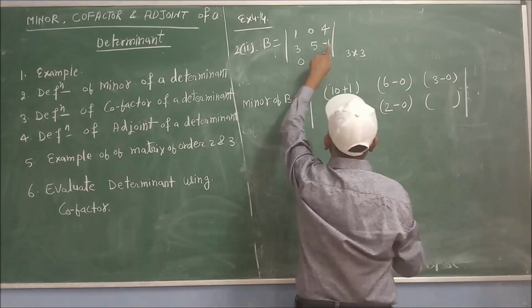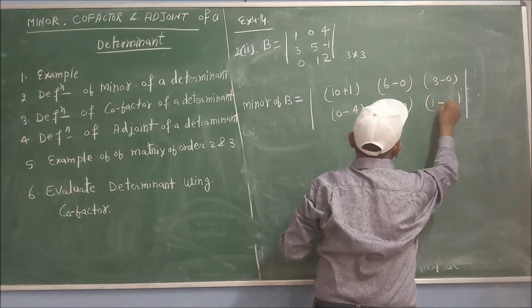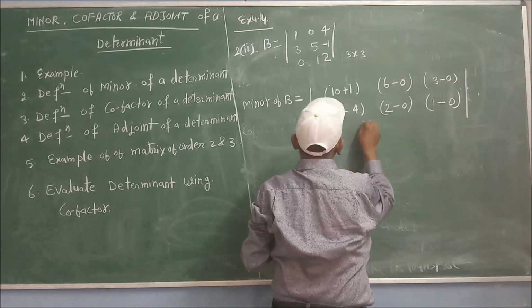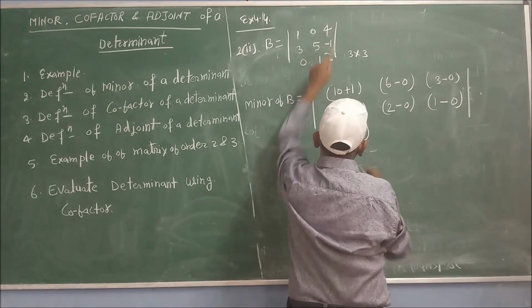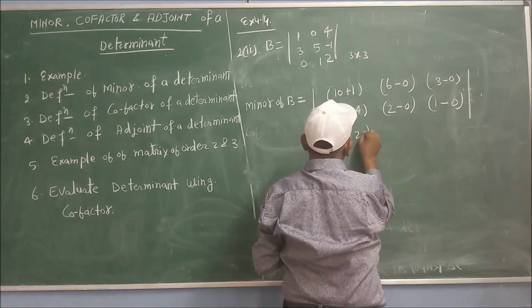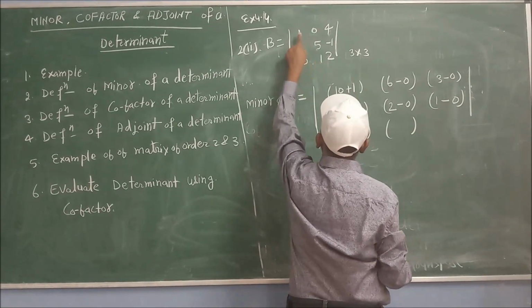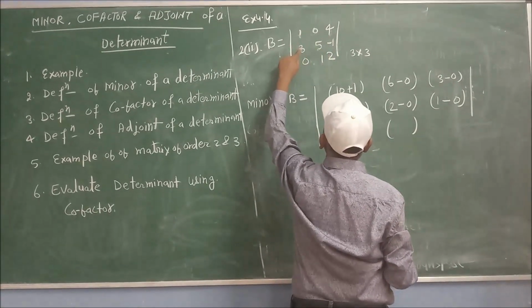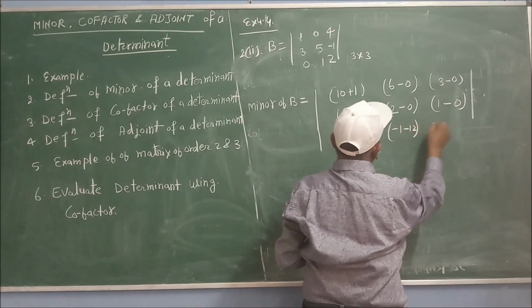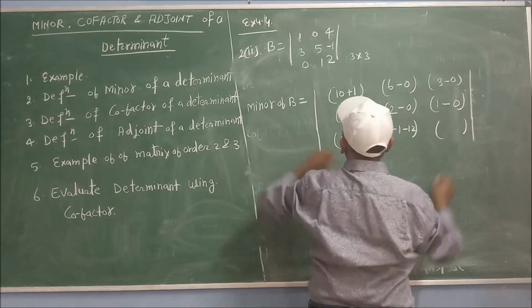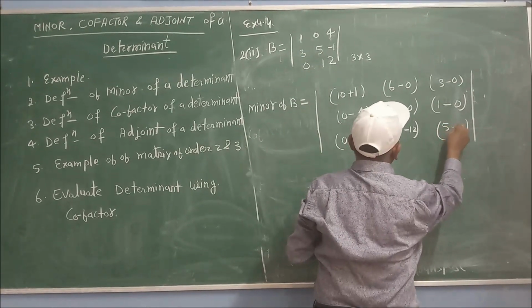And here will be the element for minus 1, 1 minus 0. And again for this element 0, this will equal 0 minus 20. And for this element 1, this will equal 1 into 1 and 3 into 4, so minus 1 minus 12. And again the last element, for 2, 1 into 5, 5 minus 0.